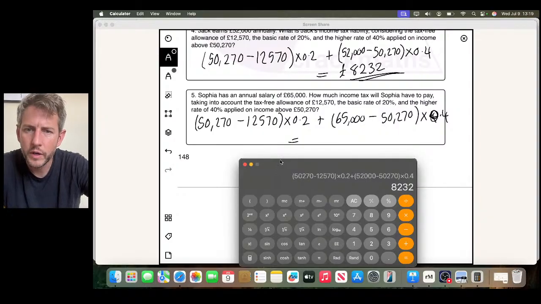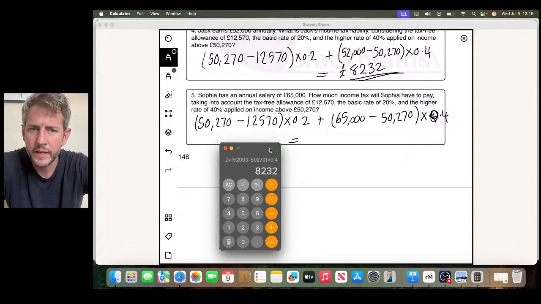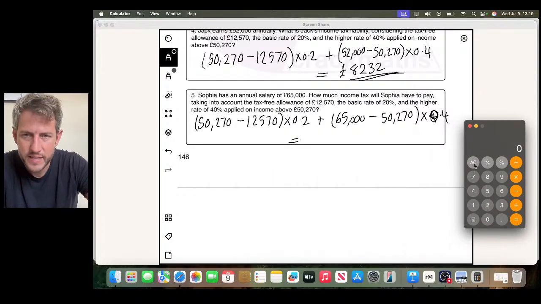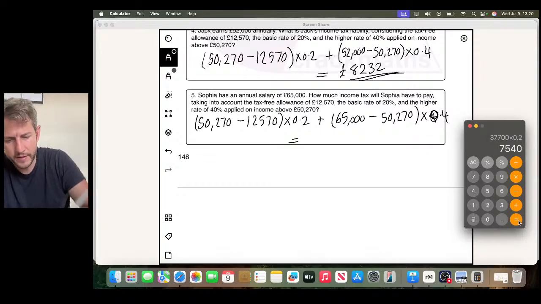Okay, so we can work this out. Actually, let's do this again on the basic calculator, because it's a bit unfair if you don't end up having the scientific calculator in your exam. So 50,270 minus 12,570 equals this. Okay, so that's the maximum amount that you pay 20% on, times 0.2. So this bit here is 7,540. So that's what she's paying for the 20% tax.